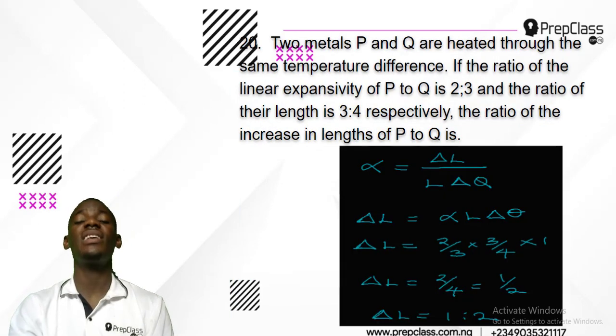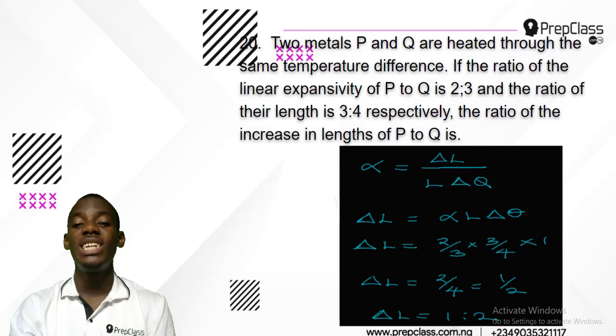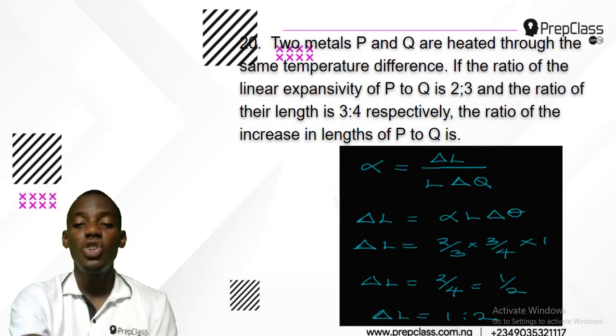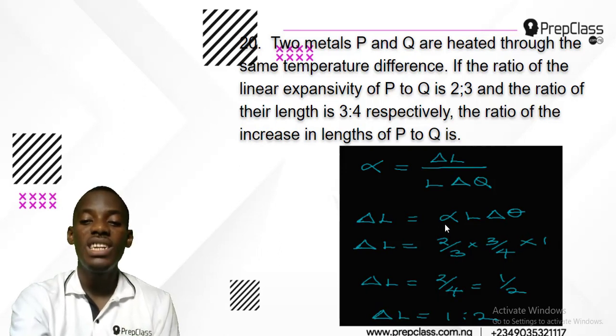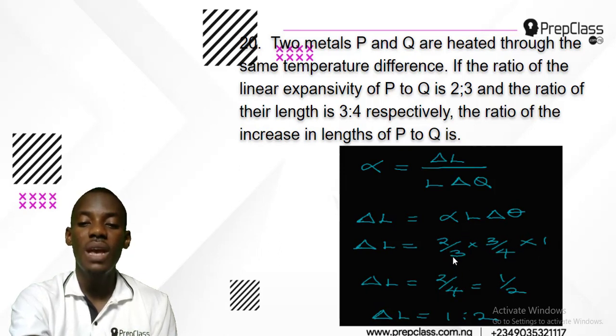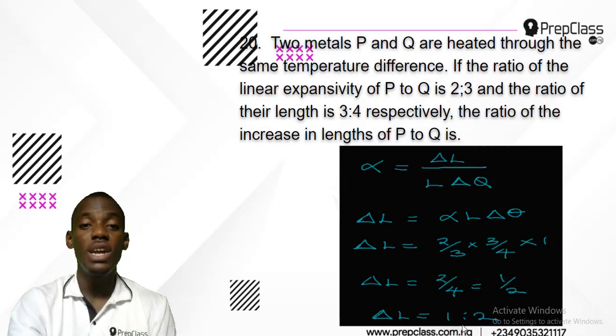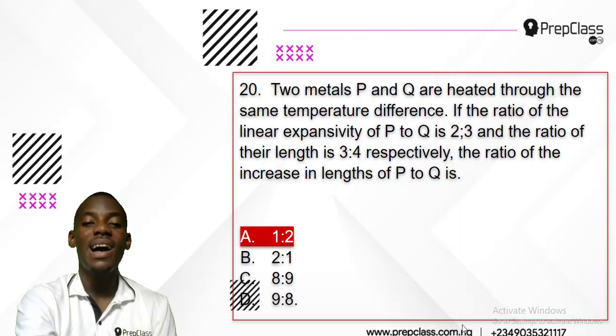Please don't forget that everything came from the linear expansivity formula. Linear expansivity is change in length over length times change in temperature. If you make change in length the subject, you'll get change in length equals linear expansivity times length times change in temperature, and that will give me linear expansivity as 2/3 and length as 3/4 times 1, and if you cancel 3/3, you get 2/4, which is 1/2. When you cut it further, that will give you 1:2 in ratio form, and that is your answer there.